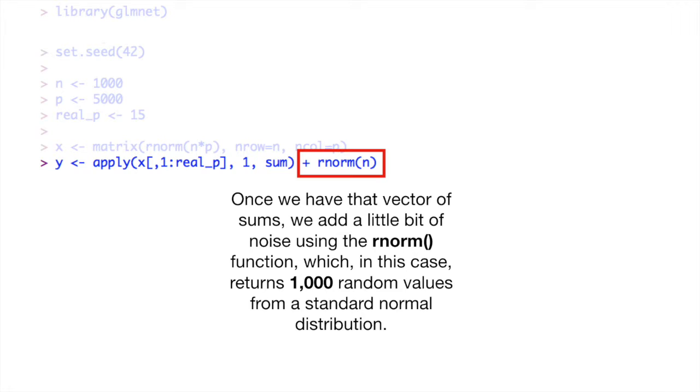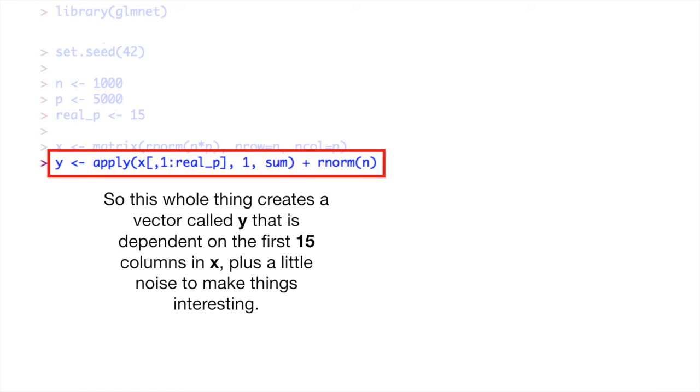Once we have that vector of sums, we add a little bit of noise using the rnorm function, which, in this case, returns 1,000 random values from a standard normal distribution. So this whole thing creates a vector called y that is dependent on the first 15 columns in X, plus a little noise to make things interesting.